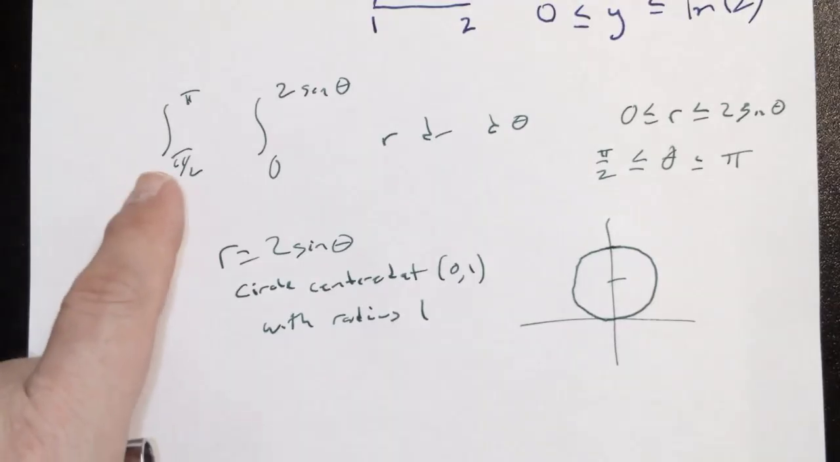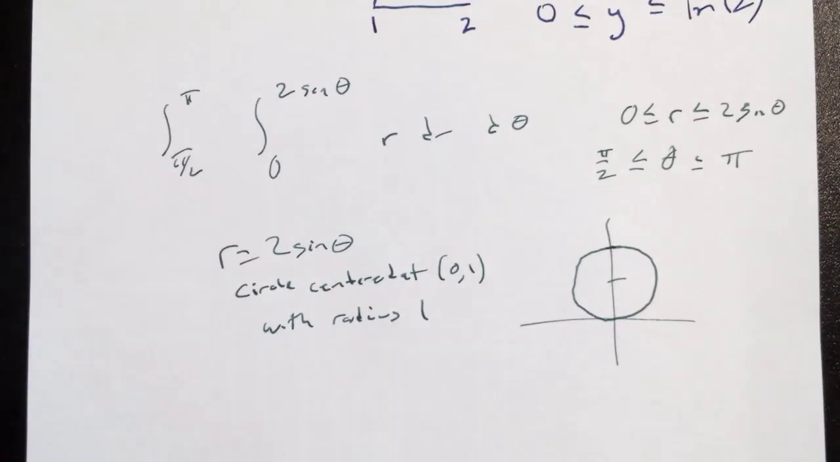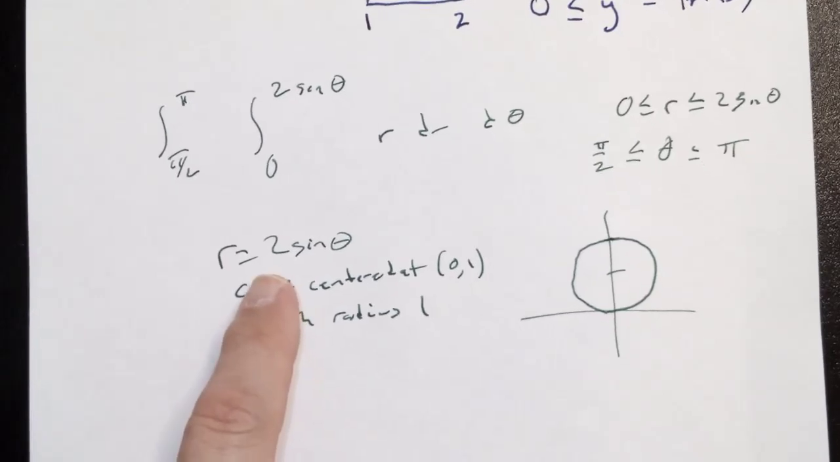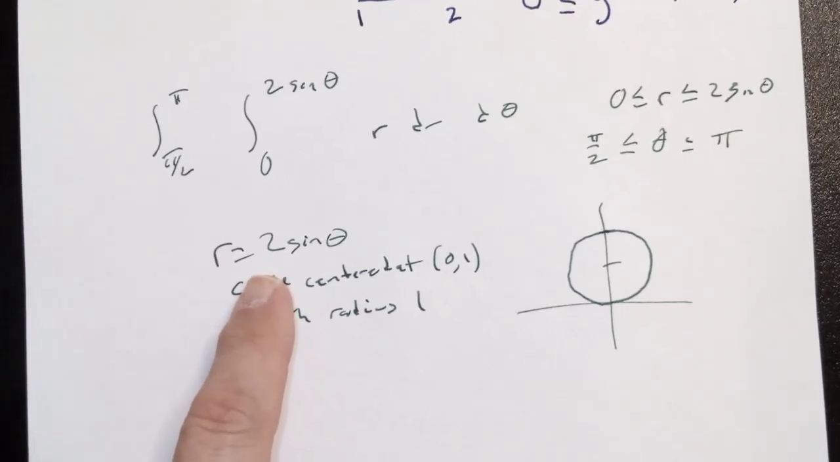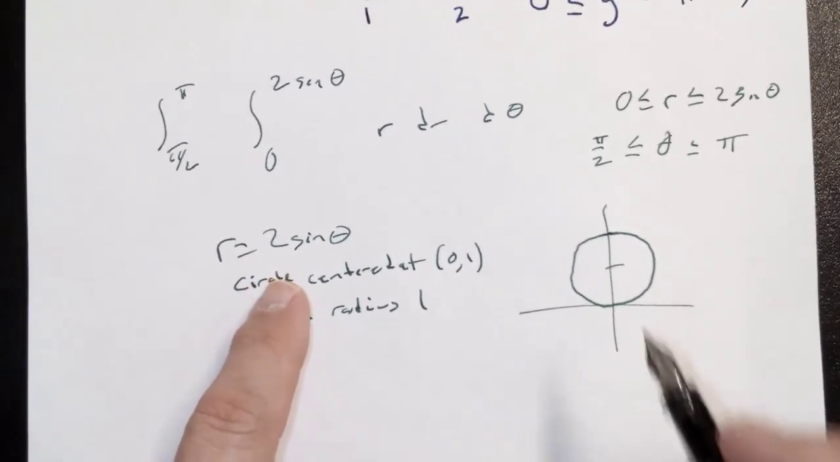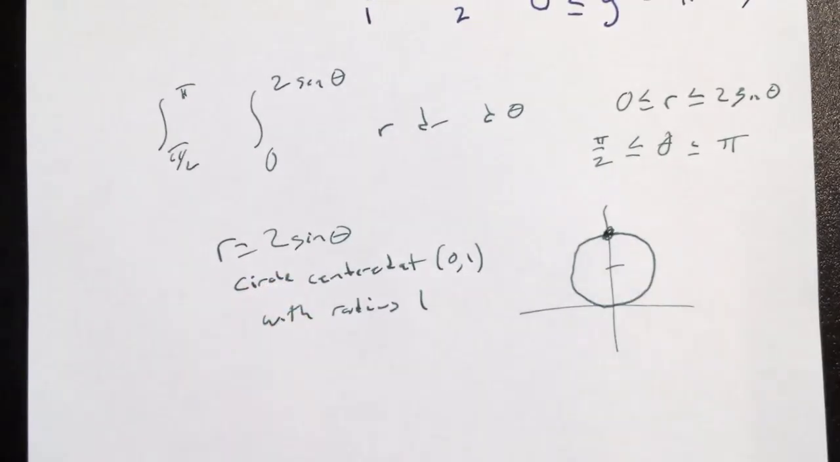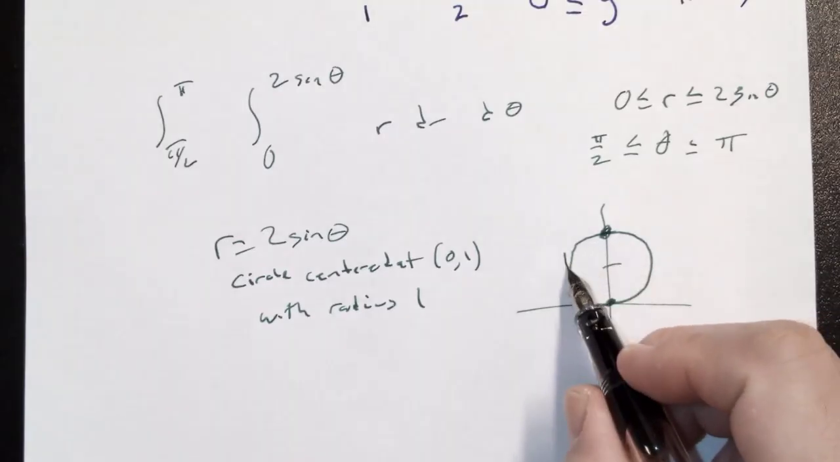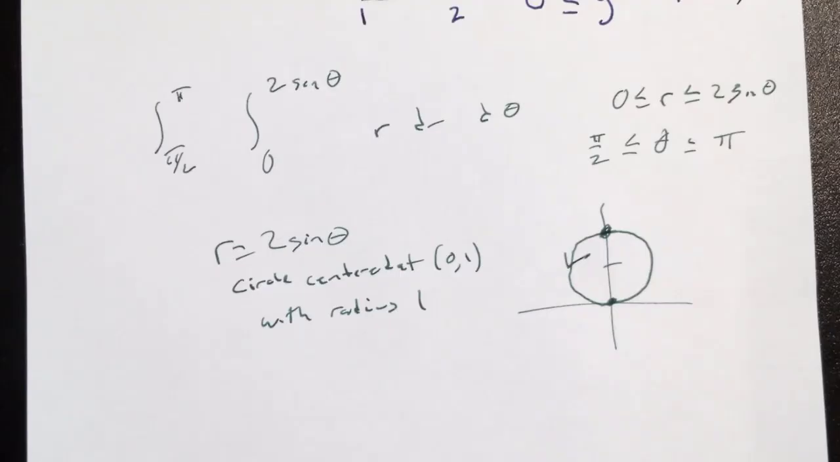So what happens when you put in pi over 2? Yeah, but there are a couple of points there, so I don't know which one it is. What's r when you put in pi over 2? What's r when you put in pi? So that means we start there and go this way along that curve.